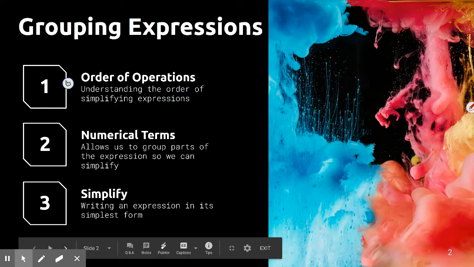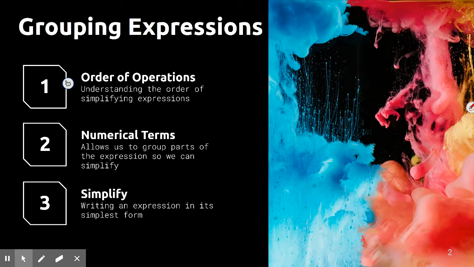All right, so here's what we're going to be learning about today. First off, the order of operations, which is understanding the order of simplifying expressions. And when we do this, we're going to need to find numerical terms in our expression so we can divide it into parts. And then finally simplify at the end.